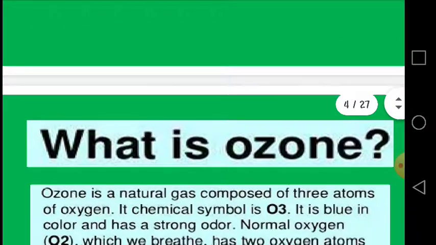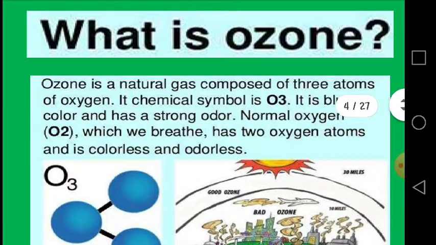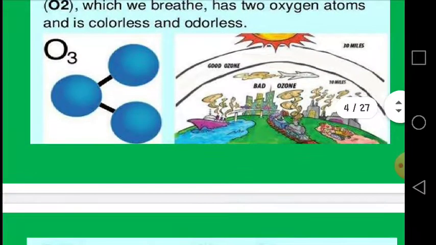So dear students, we are going to start with the ozone. What is ozone? Ozone is a natural gas composed of three atoms of oxygen, and chemically we can represent it as O3. It is blue in color and has a strong odor. Normally, we are familiar with oxygen, which is O2, and we use it for the process of respiration, and it has two oxygen atoms. It is colorless and odorless. So ozone is a triatomic molecule, O3.